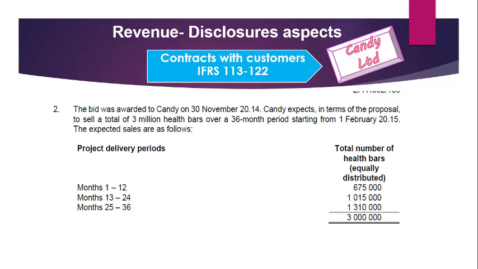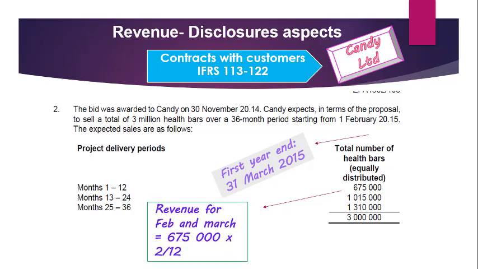Candy Limited then found a supplier and transacted with them on the 30th of November 2014. The expected revenue from the health bars is 3 million health bars sold over 3 years starting from 1 Feb. Remember, the year end is 31 March, so that leaves 2 months of sales in the first year. This is disclosed as revenue in the statement of comprehensive income and profit and loss. So remember, the disclosure requirement is at the entity's discretion, if they would like to aggregate this revenue with the revenue from chocolate sales and revenue from sales of other candy bars. This is just the quantitative aspect.